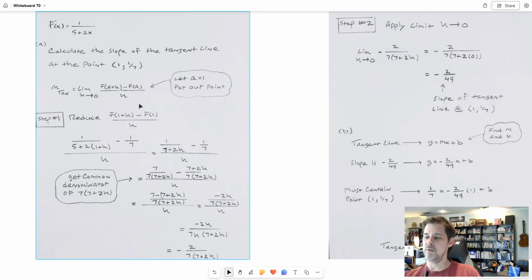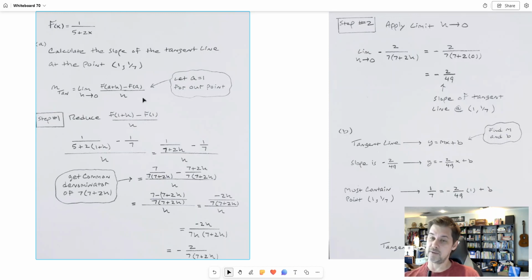And what we need to do is this. If I want to calculate the slope of this curve at that point, then in this formula, I need to let a be 1 and calculate the limit as h goes to 0. So if I take that formula and let a be 1, I'll get f of 1 plus h minus f of 1 over h. So I need to calculate the limit as h goes to 0 of that.